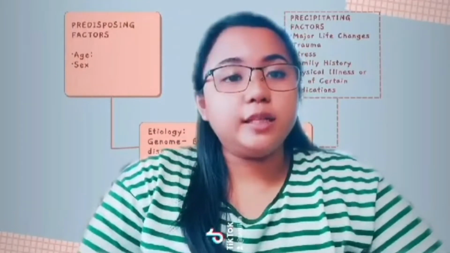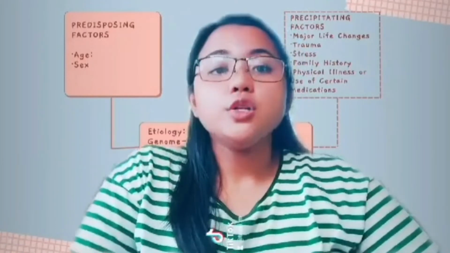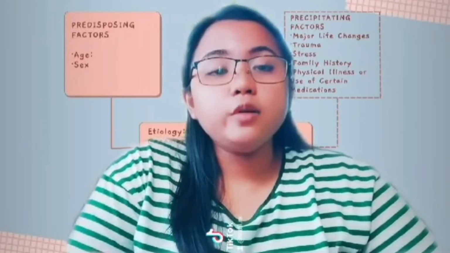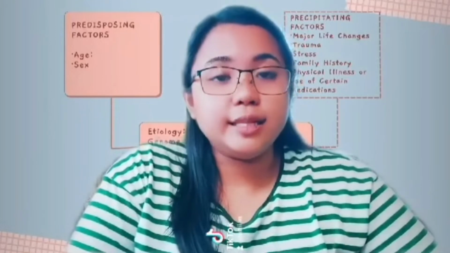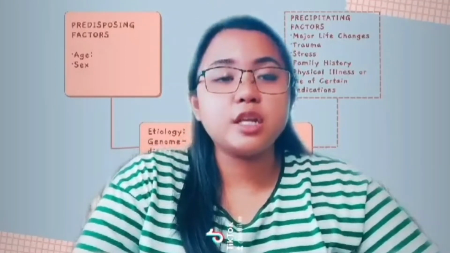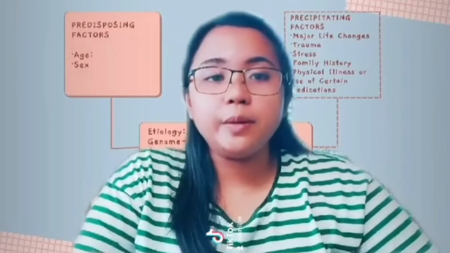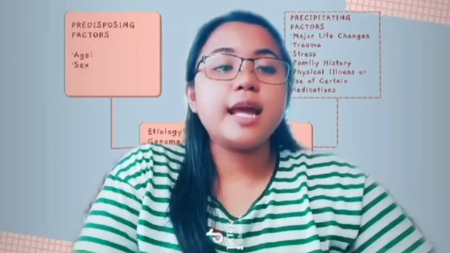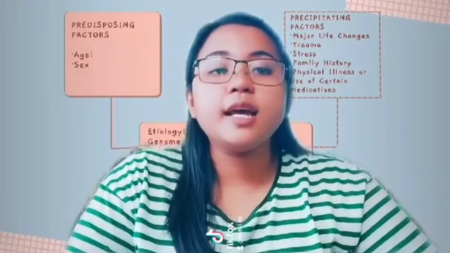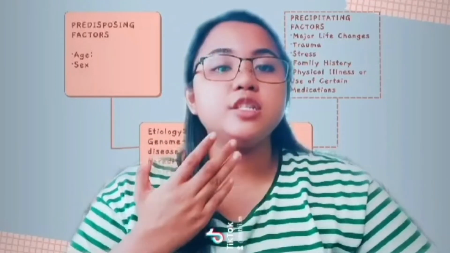As for the disease process, there are two factors that contribute to the development of the disease, and these are the predisposing factors and the precipitating factors. The predisposing factors are non-modifiable, which means they cannot be changed, such as age and sex. Age contributes to the development of the disease because of major life transitions, and so does sex, most especially for males, because they have different coping mechanisms than females, and because of the stigma that they are strong and they shouldn't be crying. That is why they cannot easily let go of their emotions and they just keep it to themselves.